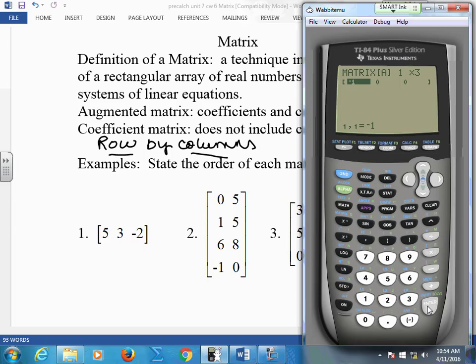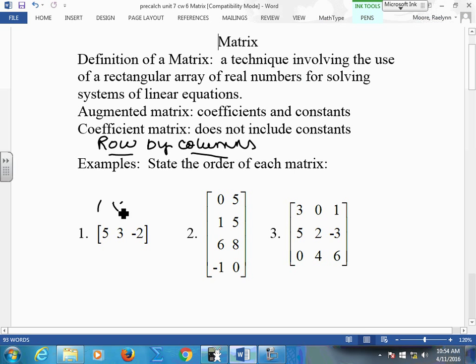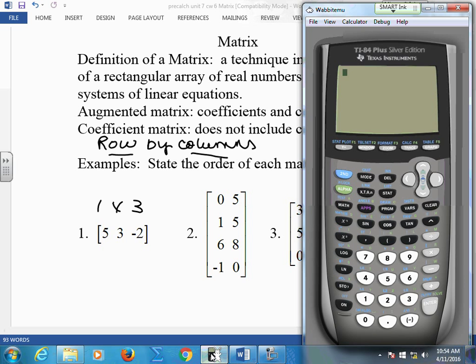So we're going to put this matrix into your calculator. I'm trying to show you the dimensions of a matrix. The dimensions go row by column. So Venetia said this has 1 row, 3 columns. Right? Now, watch what happens.